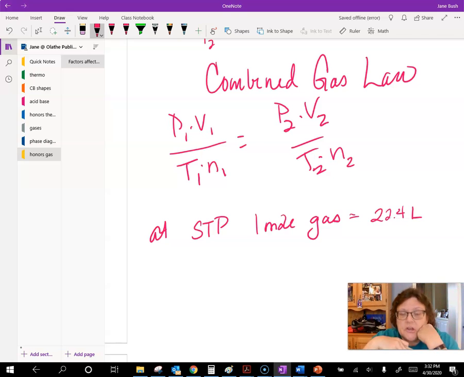Okay, so here we have a gas and we've manipulated it. We have the gas original settings, which is P1, V1, N1, T1, and we have a new set of parameters. What we want to do is create a standard to compare it to. So I just told you at STP, 1 mole of gas has a volume of 22.4 liters. So I'm going to plug that in up here. And that's 1 mole of gas.